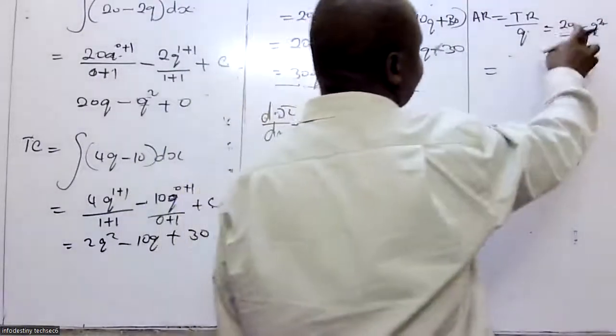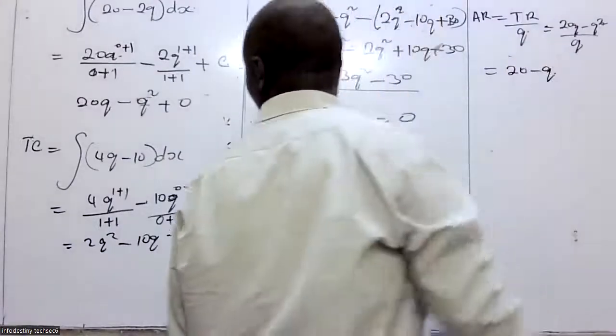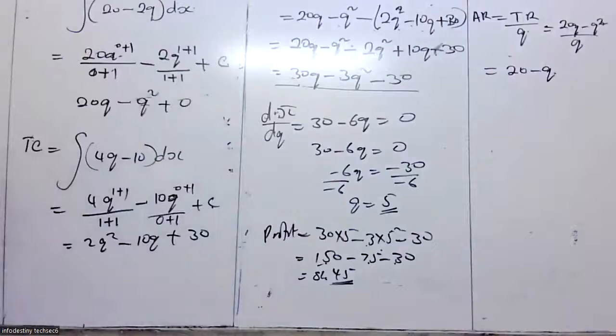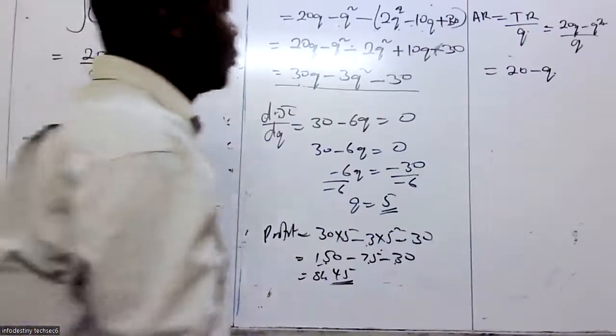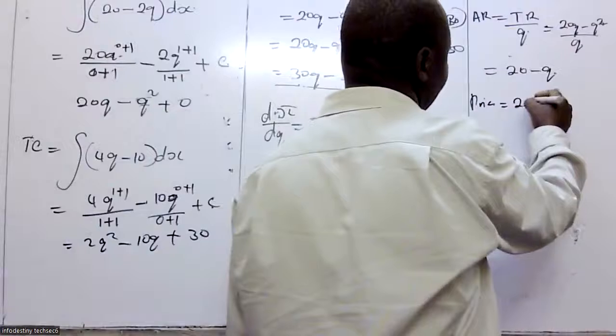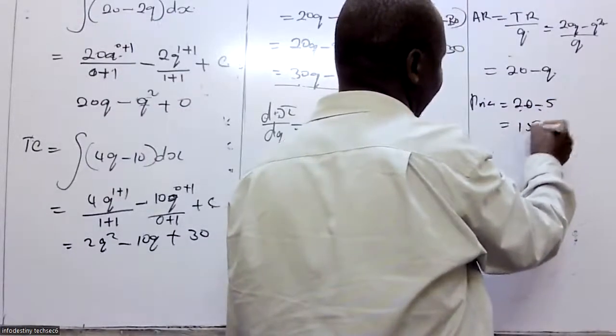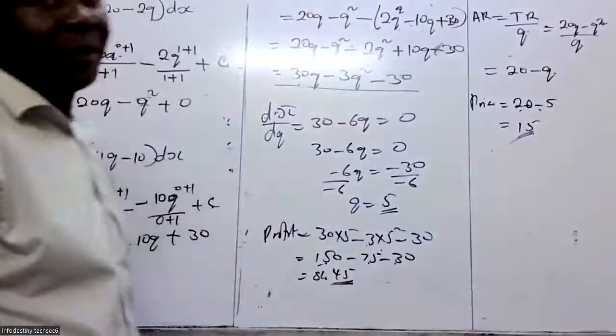That's going to give us 20 minus Q. Now, for you to get the price, the price will be equal to 20 minus 5, and that's going to give us 15. So the price per unit is 15.